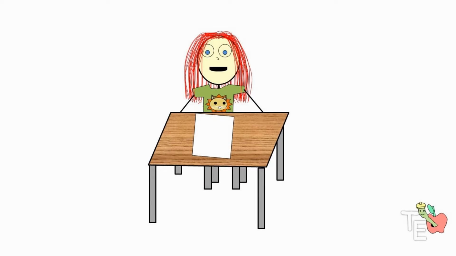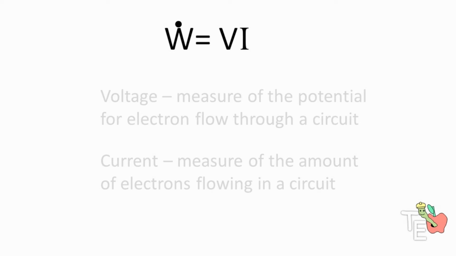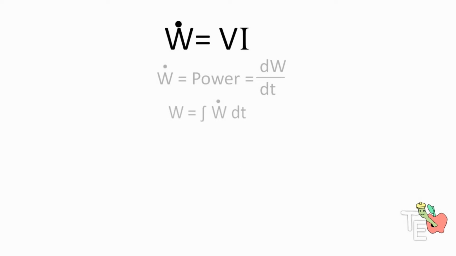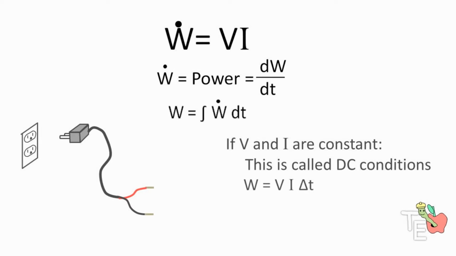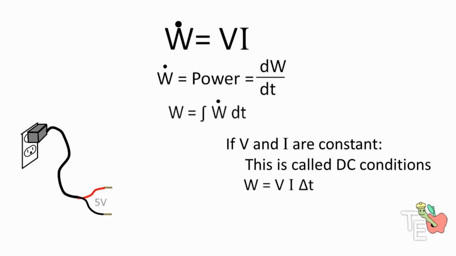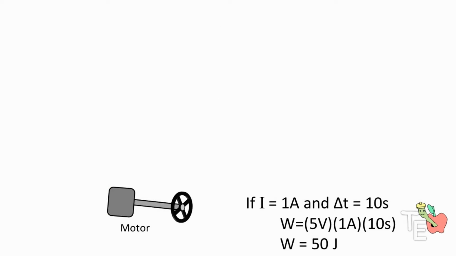Okay, remind me again. How do we get from W dot to a regular W? Or is that important? It is important. Again, power is work rate. So if we integrate power over time, we get work. If we have DC conditions, the voltage and current remain constant. Therefore, the integral to obtain work is rather simple. We find for DC conditions that work is equal to voltage times current times time.